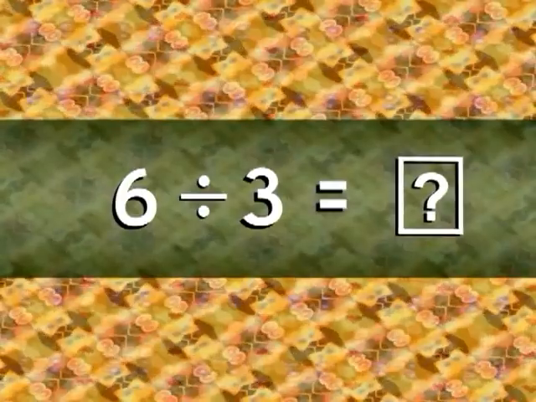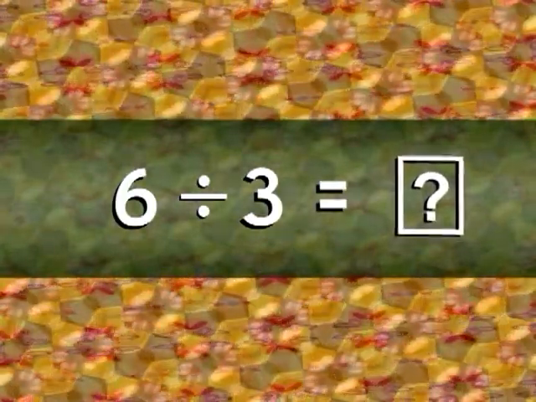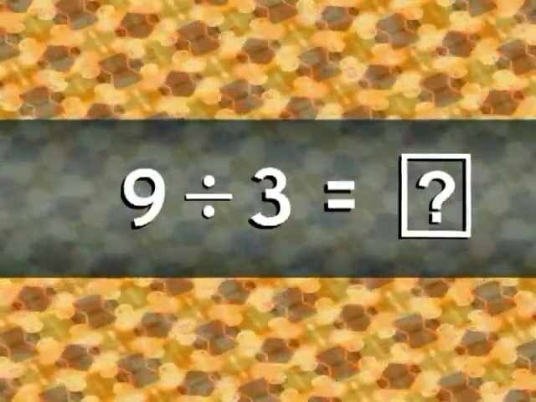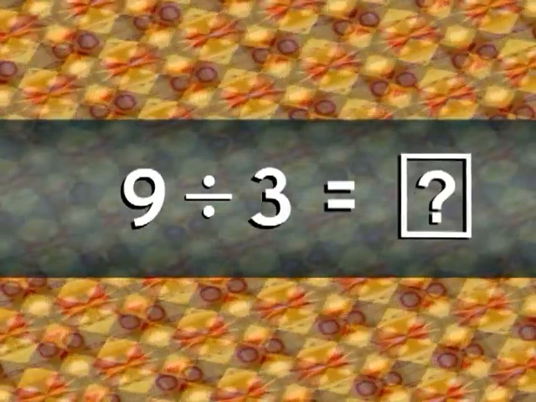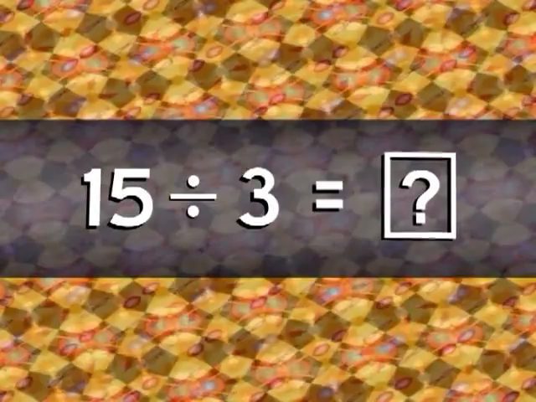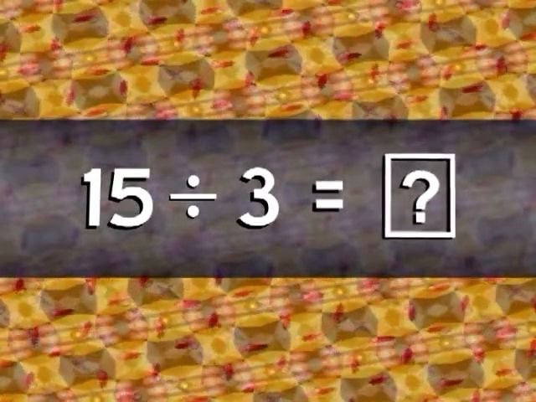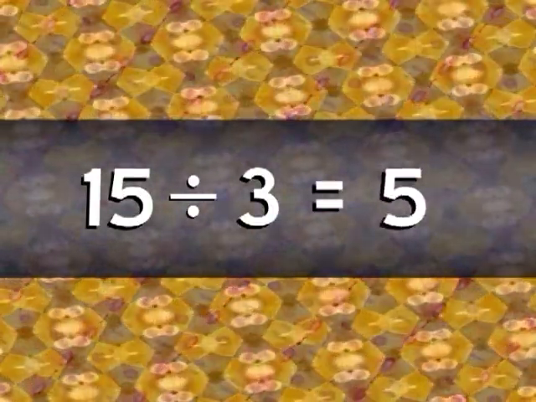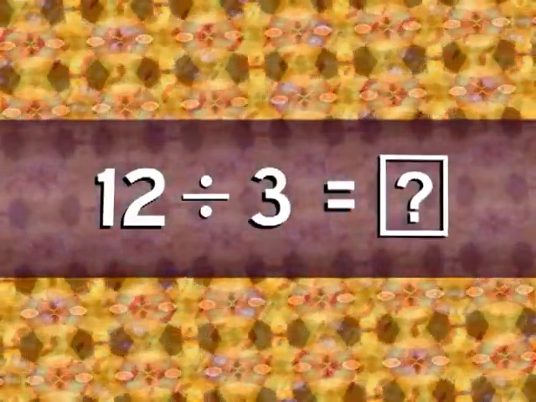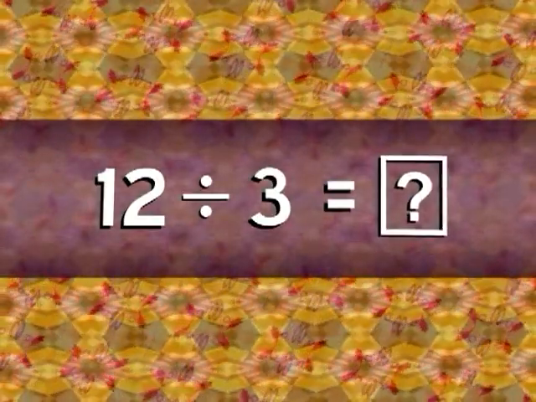6 divided by 3 is 2. 9 divided by 3 is 3. 15 divided by 3 is 5. 12 divided by 3 is 4.